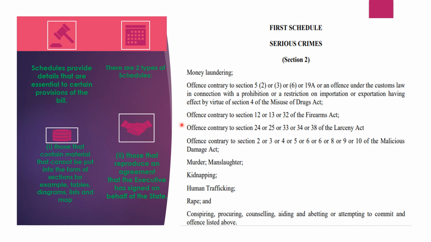Another type of schedule is the type of schedule that reproduces an agreement that the executive has signed on behalf of the state. So let's say, for instance, we signed a treaty. Our country became a party to a treaty and we signed that treaty. In most instances, a bill would have had to have been prepared in order for the provisions of that treaty to be incorporated into our local or domestic law. And in a bill like that, the agreement that was signed by our government would be included as a schedule to the bill.